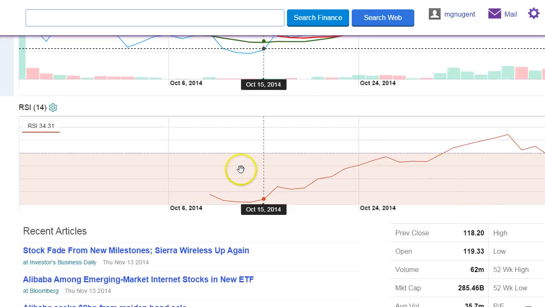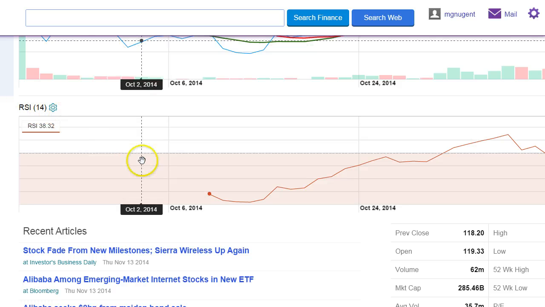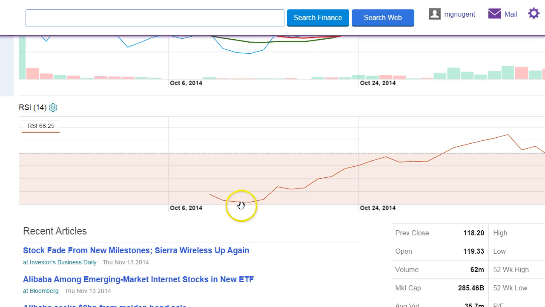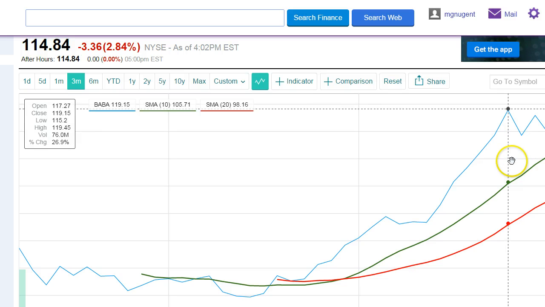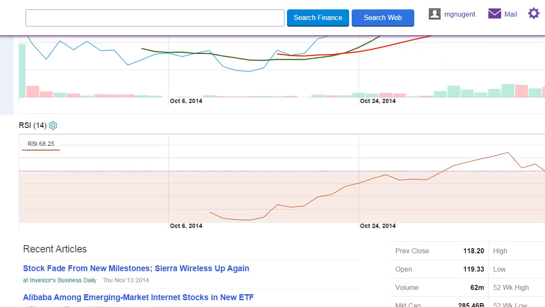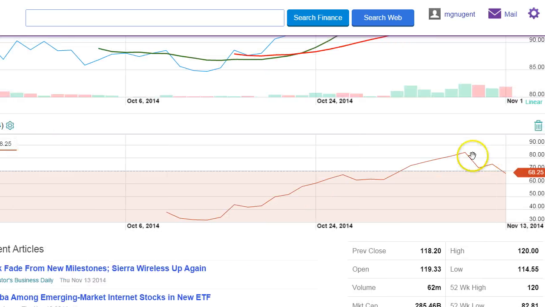According to the RSI, the Relative Strength Index, which looks at how oversold or overbought the stock is, down here it would be oversold, which is not uncommon when an IPO comes out. And then during its run-up, on November 10th, we could see the peak of its run-up, where it reached a level above 80 on the RSI.